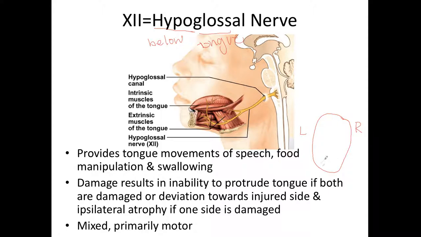If I ask this patient to stick out their tongue, we know that the damage results in deviation toward the injured side and ipsilateral atrophy. What that means is the tongue is going to deviate towards the left, and the left side is going to appear sort of crinkly because it's lost muscular tone. This muscle tissue has gone away, compared to this side, which still has robust innervation and therefore muscle tissue. So you get this tongue asymmetry.